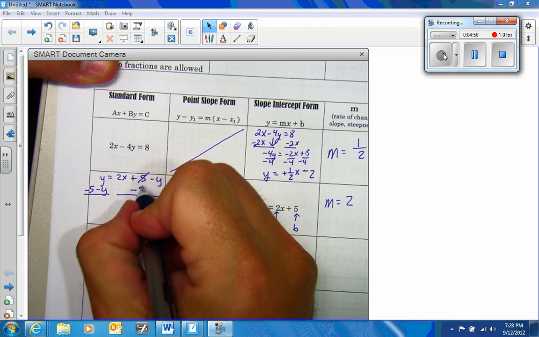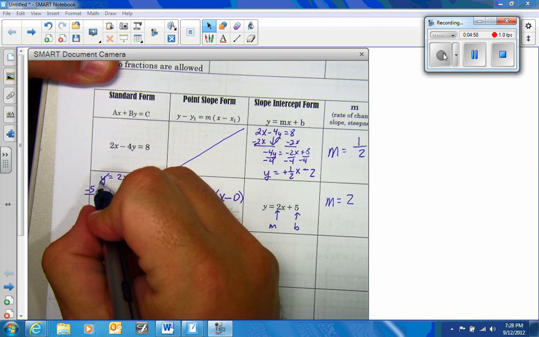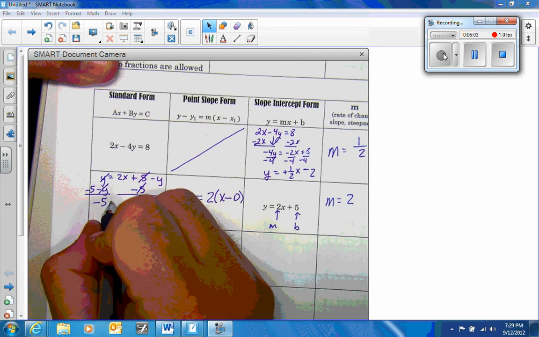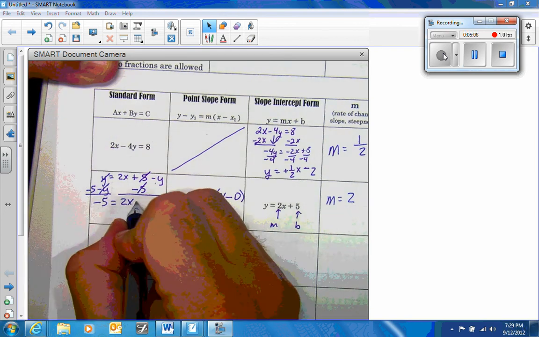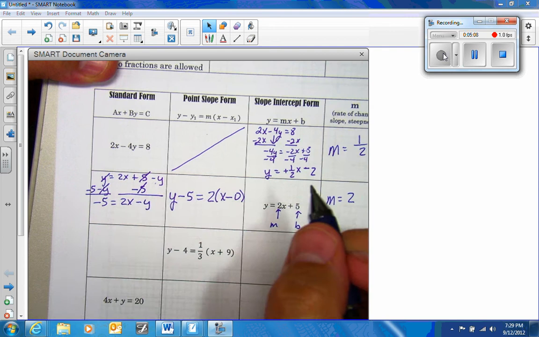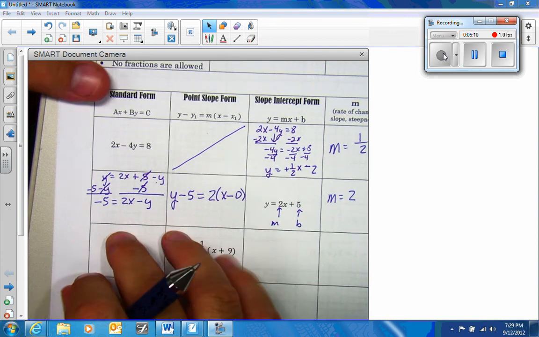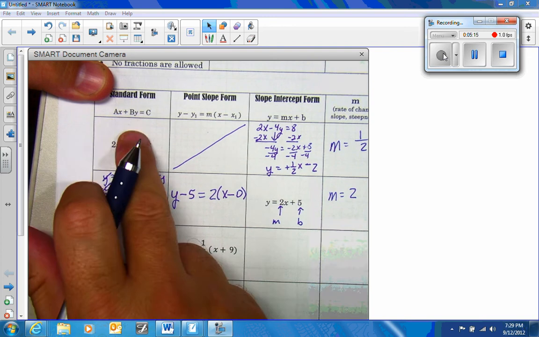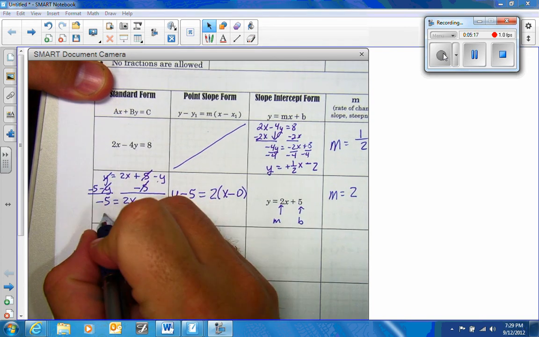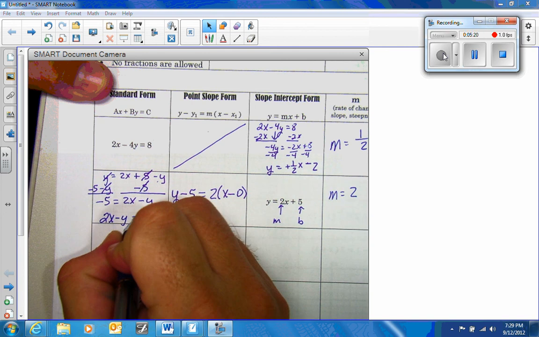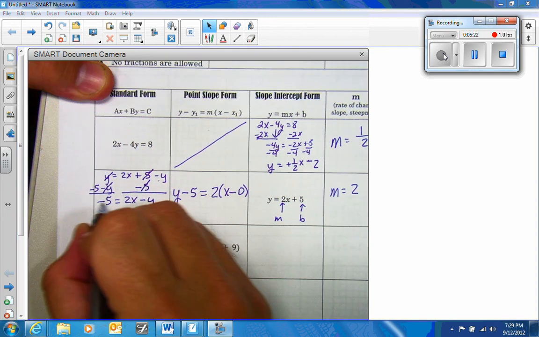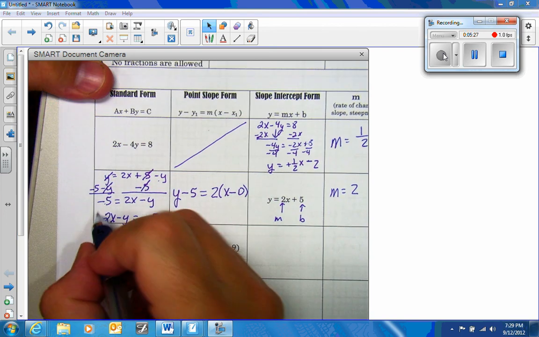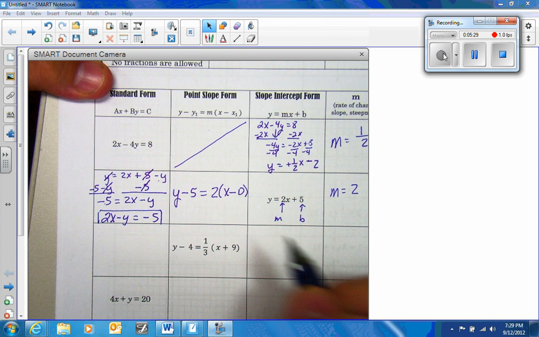Now, my y is gone at the same time. Notice, the only thing left on this side is negative 5 equals 2x minus y. All right? Make sure you're writing it very clearly. Now, I can either leave it like this, or I can write it with ax plus by. So I'm going to just rewrite it. 2x minus y equals negative 5. Notice that nothing changed. My 5 is still negative. My y is still minus. All right, so there's my standard form.